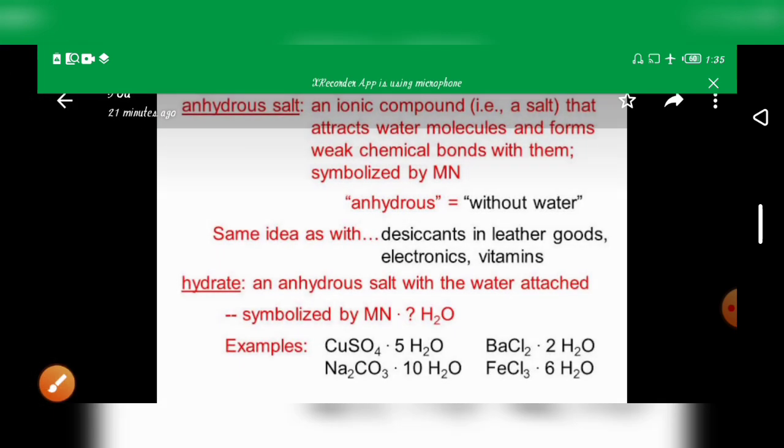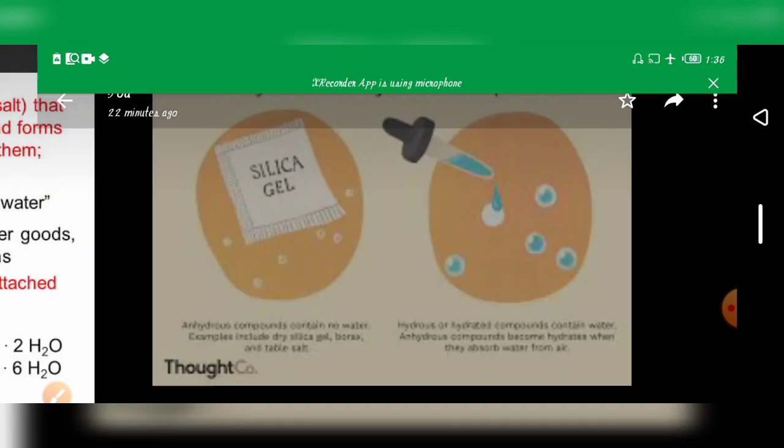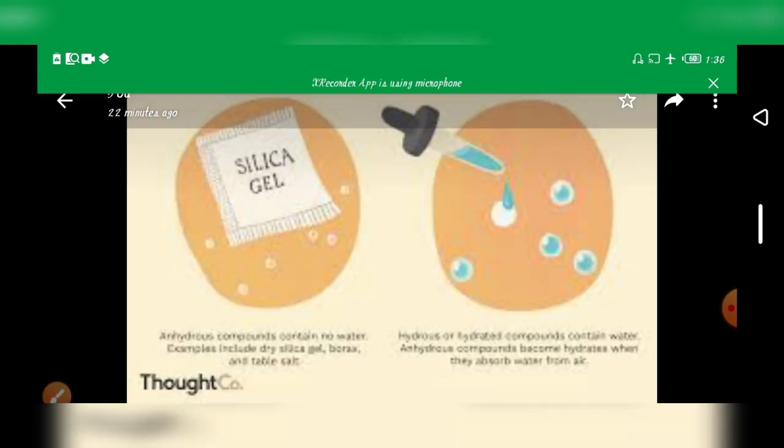Okay students, next we go to what is meant by anhydrous and hydrated. Anhydrous means, you know very well, the loss of water molecules. Hydrated means it is attached with water molecules. Okay, next you take silica gel. Silica gel absorbs the water molecules and forms a substance of some other color.